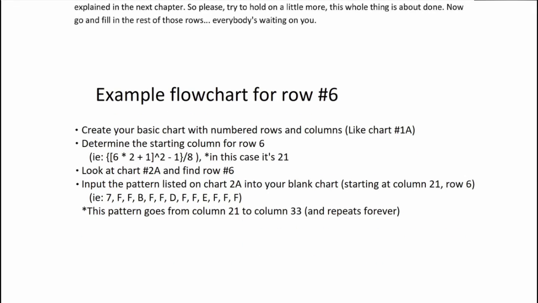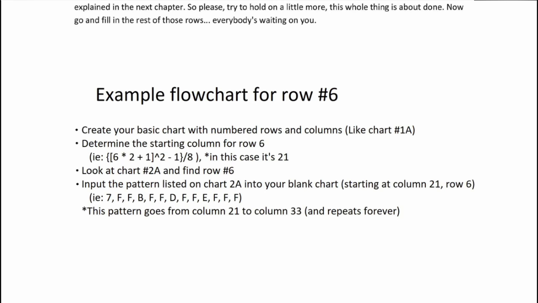Example flowchart for row number 6. Create your basic chart with numbered rows and columns, like chart 1A. Determine the starting column for row 6, i.e. 6 times 2 plus 1 raised to the power of 2 minus 1 divided by 8. In this case, it's 21.